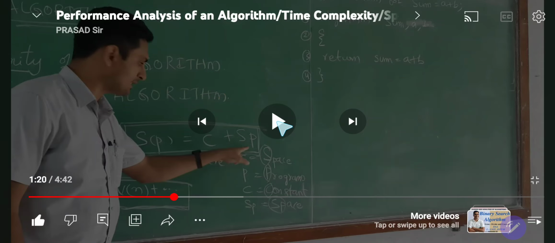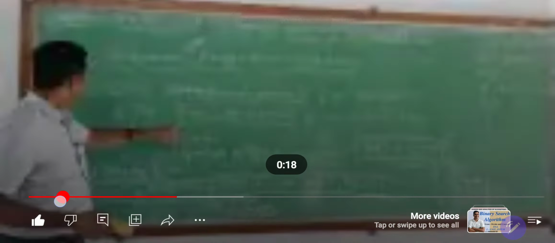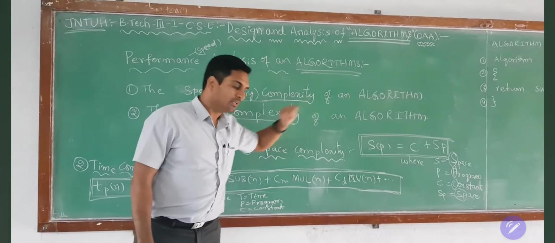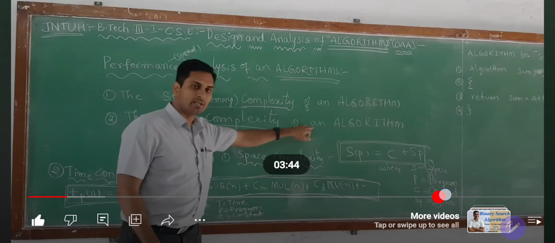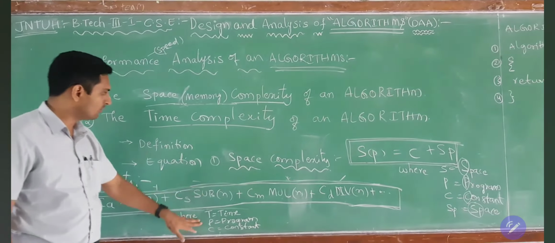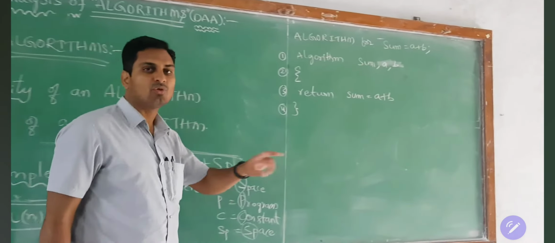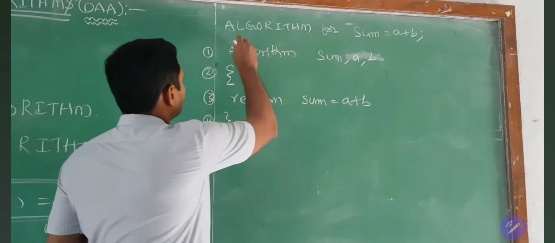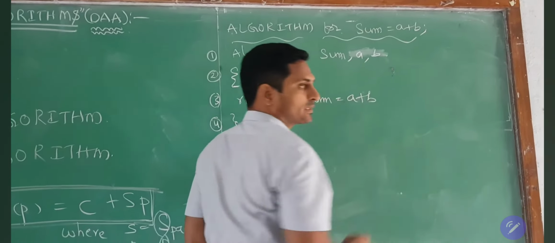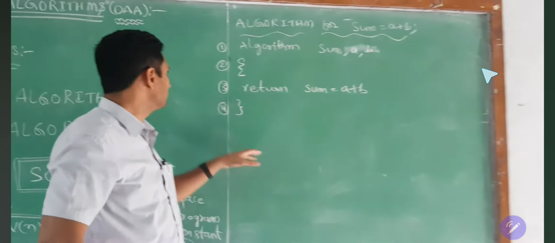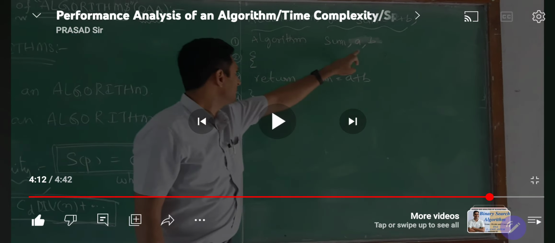Okay, now I remove this. Where the space complexity of the algorithm, and second one is the time complexity, the equation, definition, and the full form, and you need to write two algorithms, any two. I have taken one example, algorithm for sum of two numbers, or previously I have taken algorithm to find a minimum number, any algorithm, very easy algorithm, sum. So like that you need to write algorithm also.